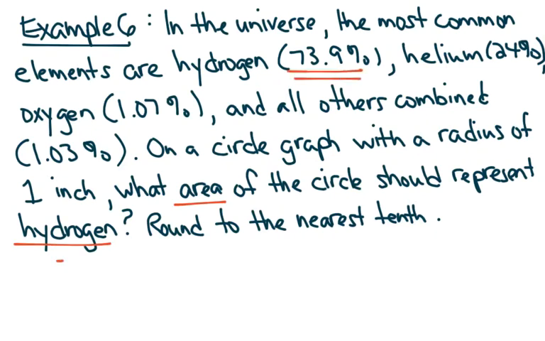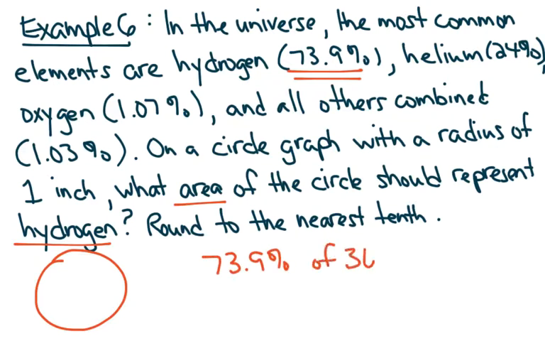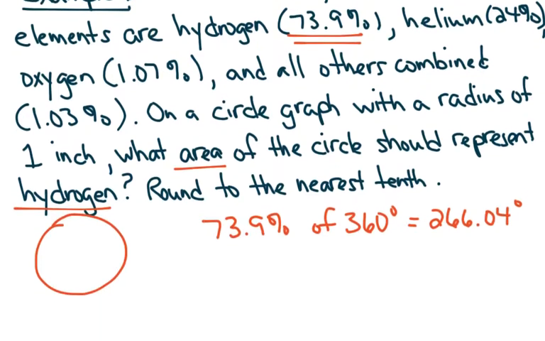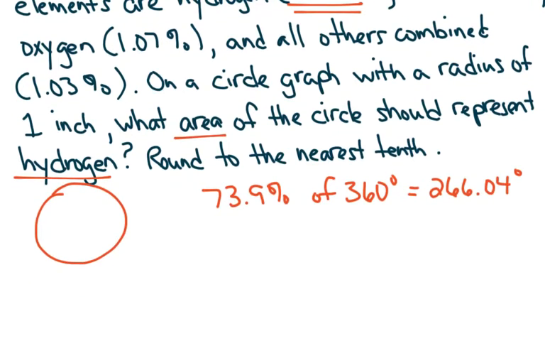Well, in my circle graph, hydrogen is only 73.9% of that circle. Well, a circle's 360 degrees. So in order to find my central angle, I'm going to have to find out what 73.9% of 360 degrees is. Remember, you multiply by 0.739, and 0.739 times 360 is 266.04 degrees. So now I have my angle, and I have my radius, which is 1.